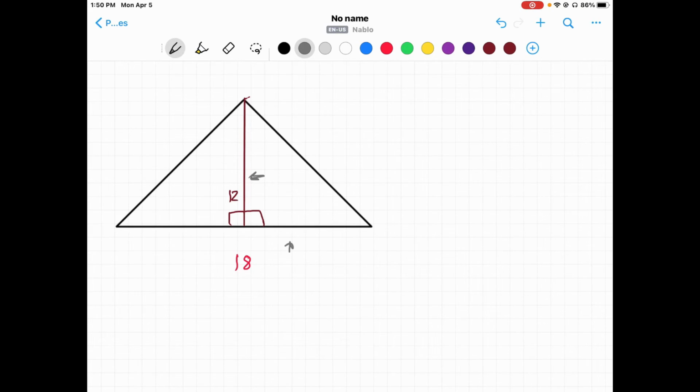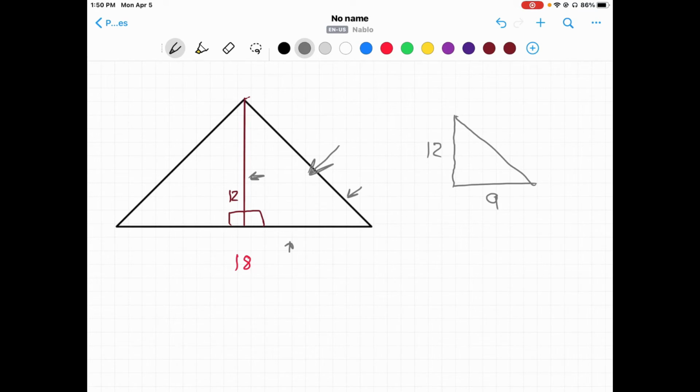So, as I explained before, we would split the isosceles triangle in half. In this case, I'm going to use the right half to solve for this side right here. So 18 divided by 2 would be 9, since we're splitting it in half. And then we would have 12, since the height stays the same.